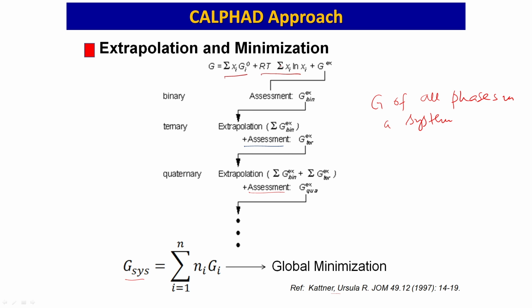This is possible to obtain, because the binary phase diagrams of all the systems are available in the literature. So, you can easily get that, but ternary and quaternary, higher order systems may not be available. So, what you do is extrapolate the free energy from binary to ternary and quaternary. Finally, these free energy functions are obtained and they are globally minimized to get which phase is stabilized more or less.